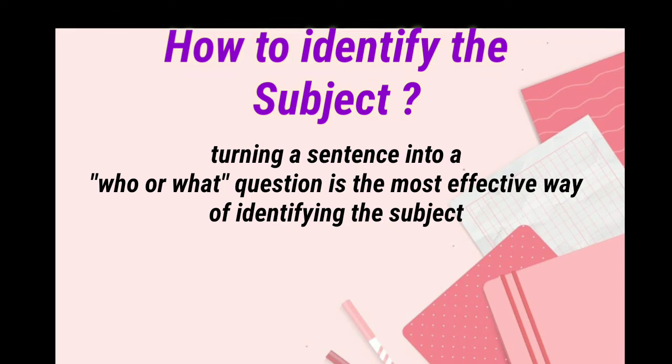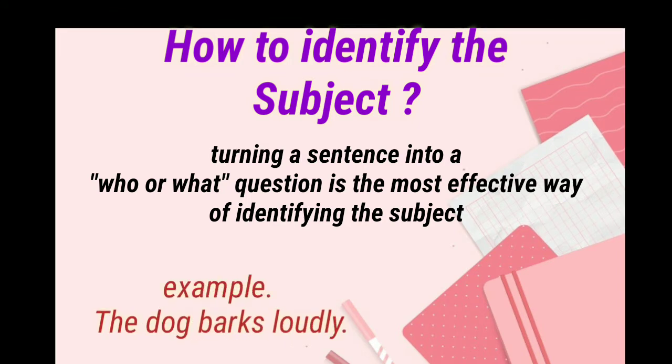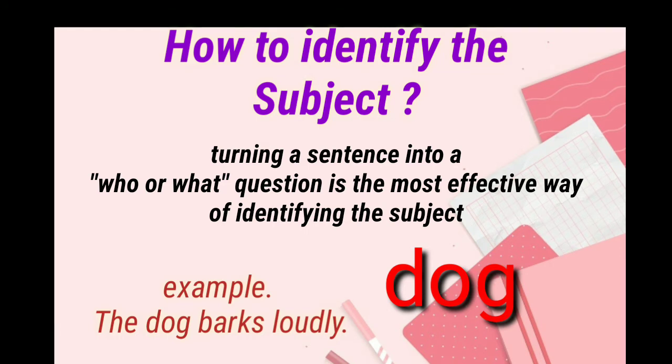Let's say, for example, the dog barks loudly. By turning the sentence into a who or what question, we can say, who barks loudly? So it's the dog that barks loudly. So basically, the dog is the subject in the sentence.